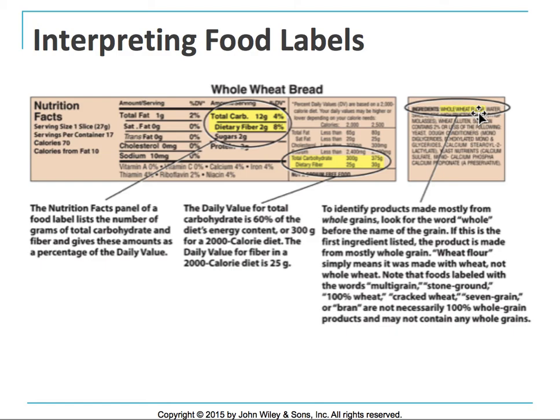A product might say made with whole grains. That might mean it contains a little bit of whole grain way down at the bottom, but it's not the main ingredient. So you really want to look out for that tricky messaging, and if you're trying to buy a whole grain product, make sure it says whole and make sure it's the first ingredient listed.